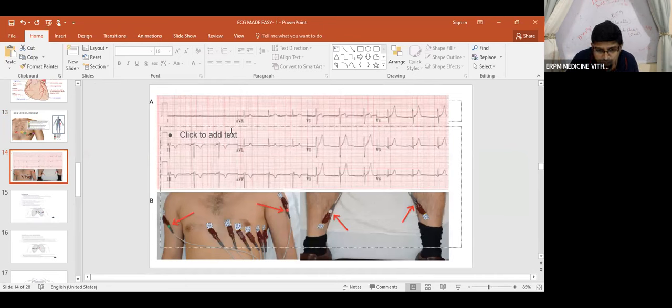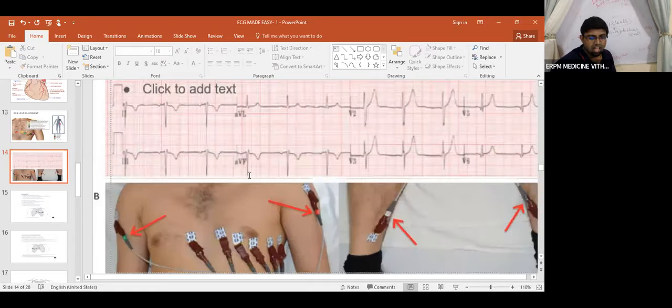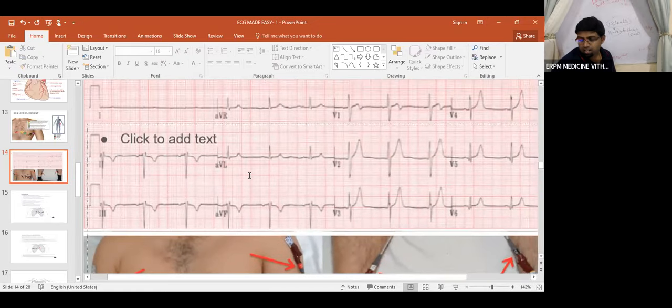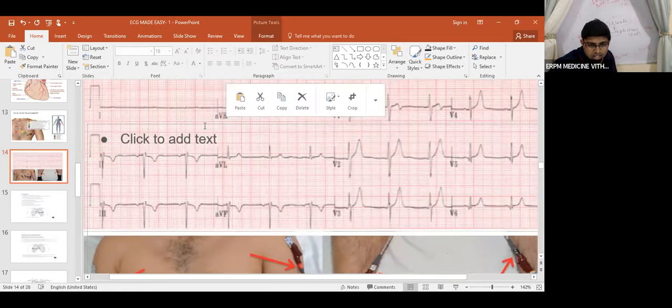Look at the ECG paper. Here you have something called AVR, here AVL, and here AVF. This is your AVR, this is your AVL, this is your AVF.